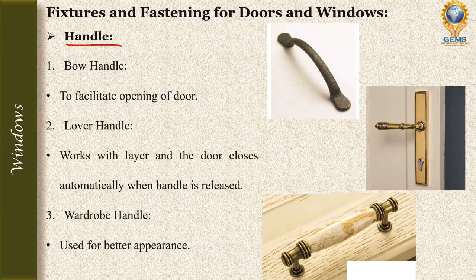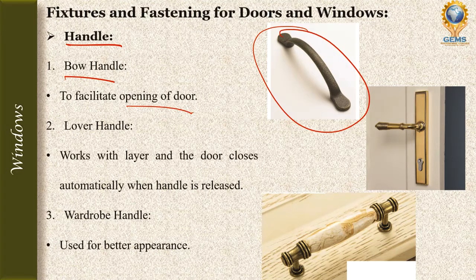Next is handles. What are the different types of handles that we have? First one is the bow handle. Why are we saying it is bow? It is in the shape of a bow to facilitate the opening of the door. Second is the lever handle. The lever mechanism will be there, and the door closes automatically when the handle is released.